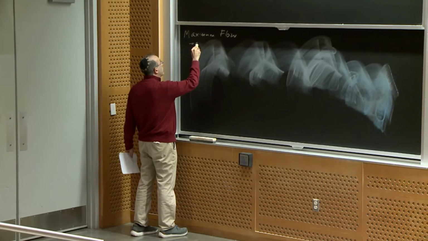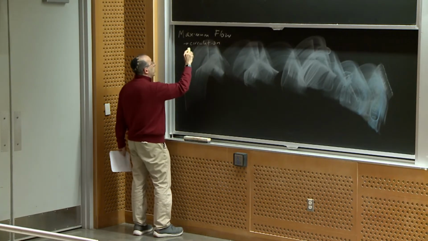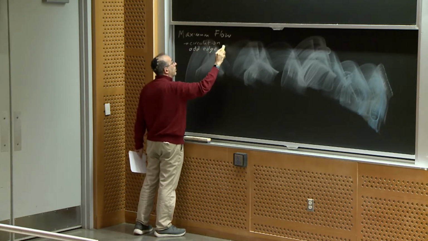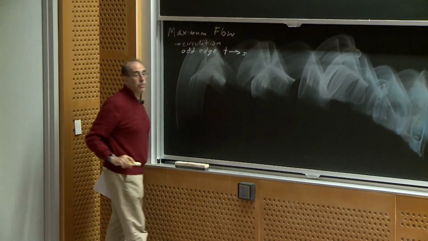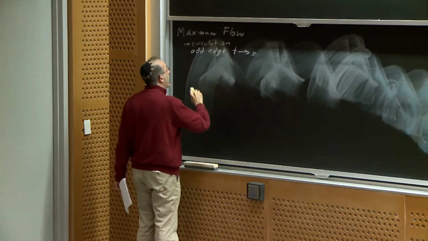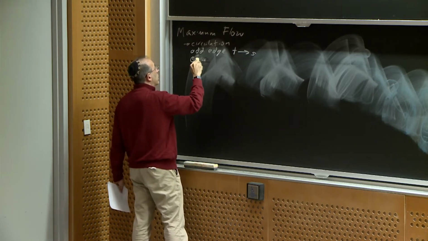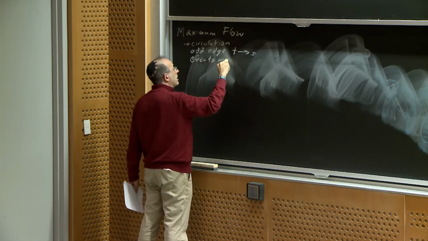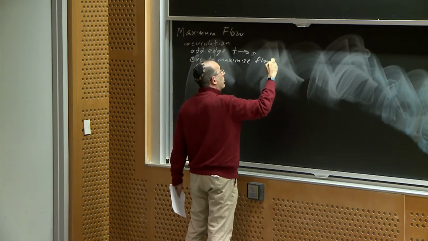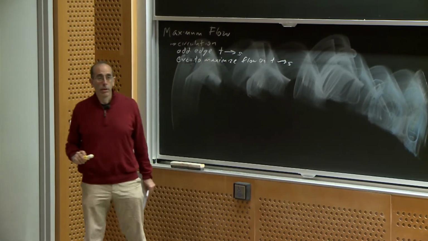Okay. So in order to formulate the maximum flow problem, in order to make it more elegant, I'm actually going to turn it into a circulation problem. Okay. I'm going to add an edge from the sink back to the source. And I'm going to demand that we want a circulation that maximizes the flow on this T to S edge.